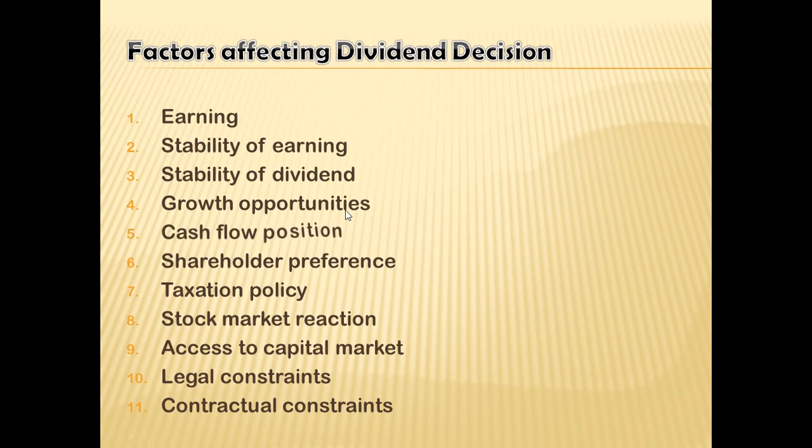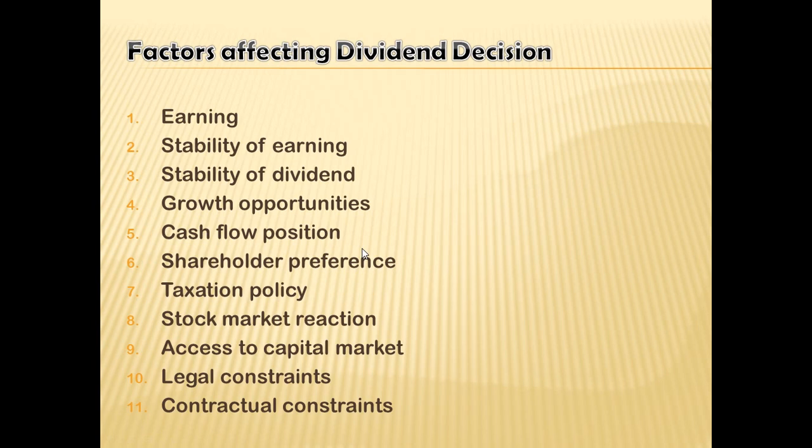The next point, that is cash flow position. The payment of dividend results in outflow of cash. It is possible that the company may have enough income, but it is equally possible that it may not have sufficient cash to pay dividend. In this way, the cash flow position of the company is a factor that determines the dividend decision. The better the cash flow position of the company, the better will be the capacity of the company to pay dividend. The next one, that is shareholder preference.